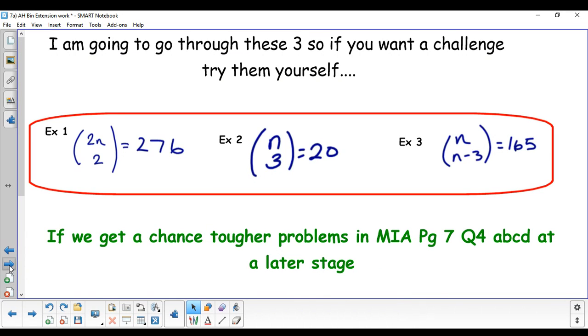Obviously, it can be tougher. So what I'm going to do is these three. If you want to try them without any influence at all, then you can go ahead and try it. But I think you'll be best watching these, and then I've got 4 for you to try afterwards.